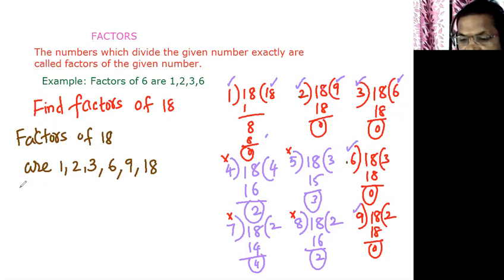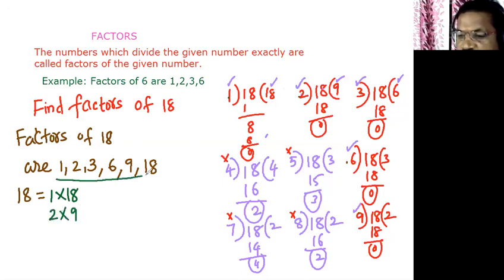We can write 18 using factors. 18 is equal to 1 into 18, 2 into 9, 3 into 6, 6 into 3, 9 into 2.